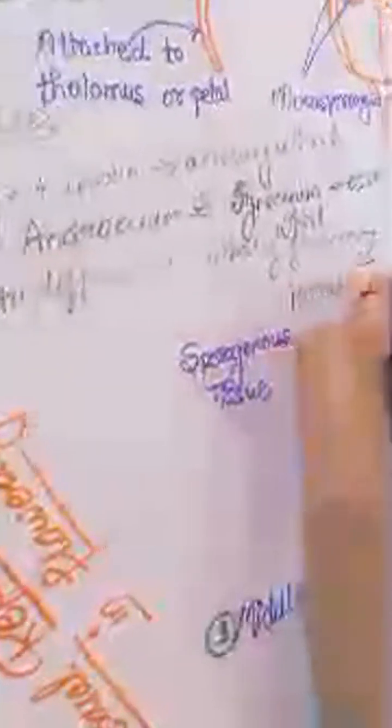The undifferentiated whorl of the flower is known as the perianth, and each member of the perianth is called a tepal.